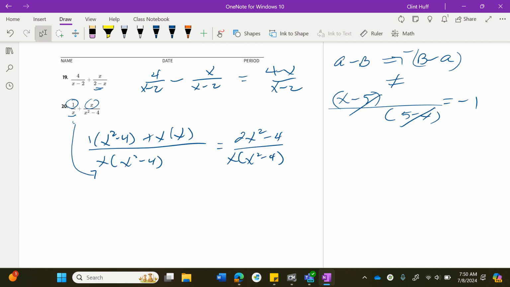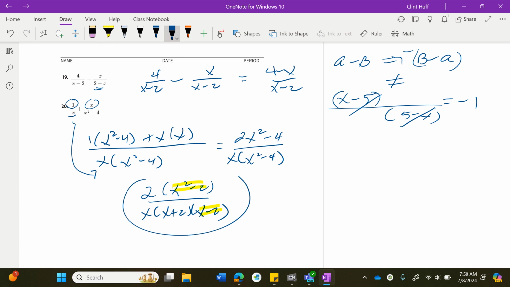I'll check to see if anything cancels. The numerator factors as 2 times x squared minus 2. The denominator is x plus 2 times x minus 2. And these look sort of the same here, but not quite. So the final answer is right there. And I believe that is the end of the assignment.